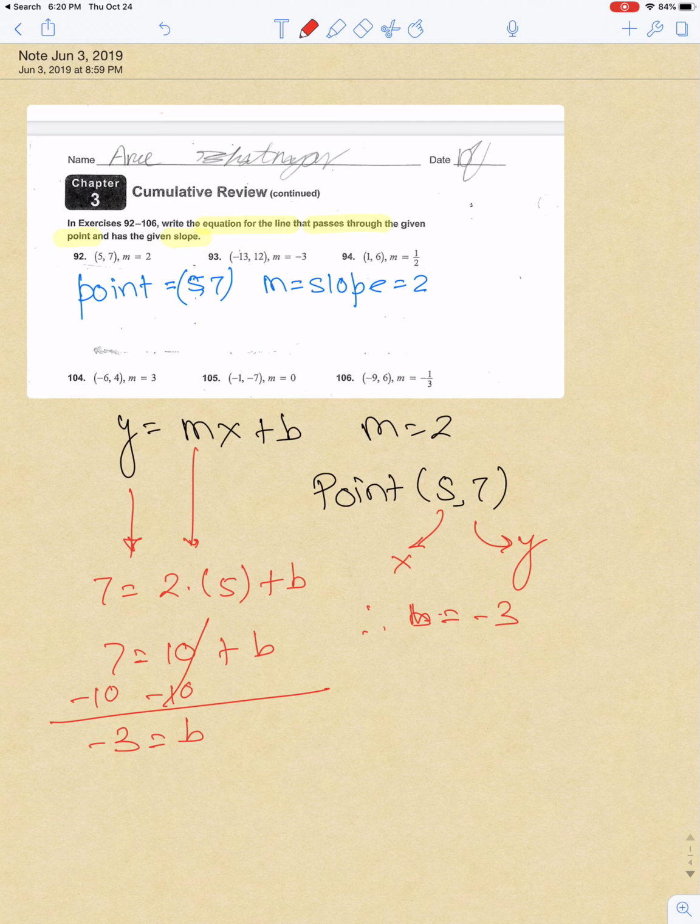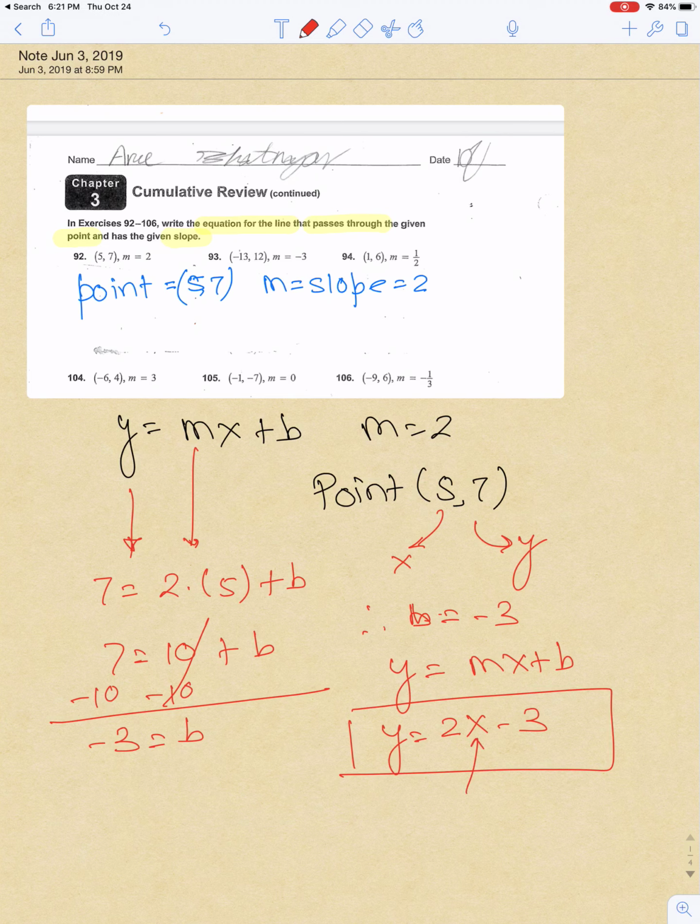So what is the equation of this line? Y equal mx plus b. Y equal m, I already know, is 2, x minus 3. And that is the equation. And in fact, if you put in this one, you put x as 5, what do you get? 2 times 5 minus 3 equals 10 minus 3 equals 7, which is exactly what we got here, this point, 7. So that's all you do.